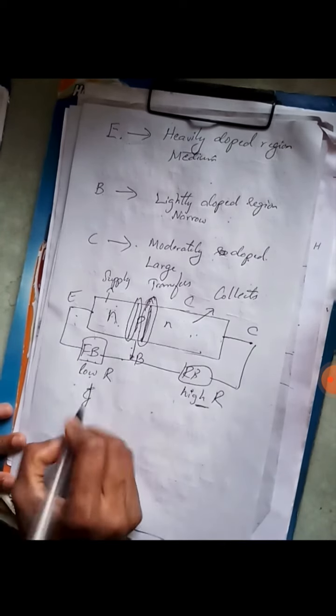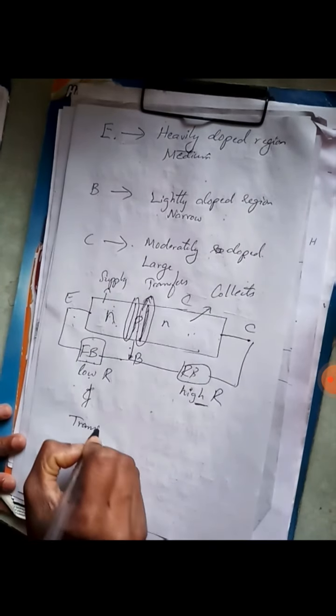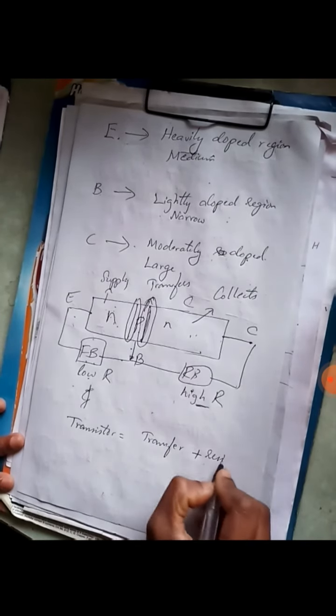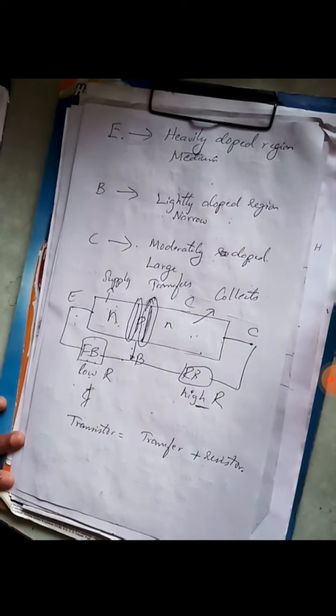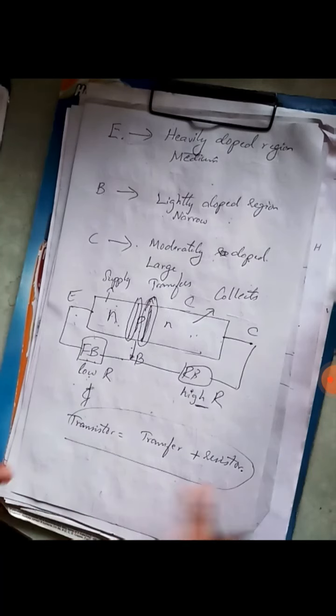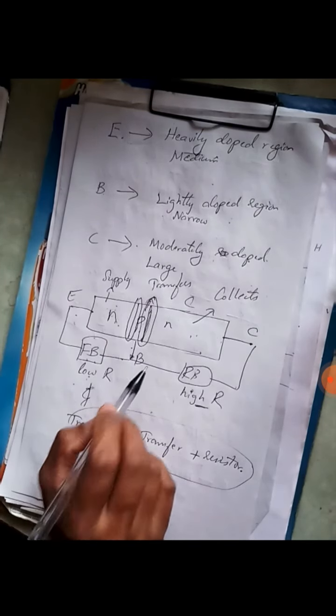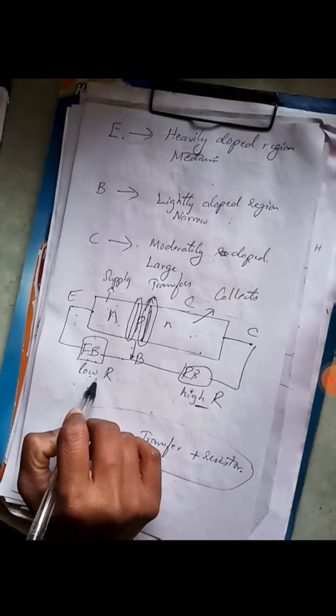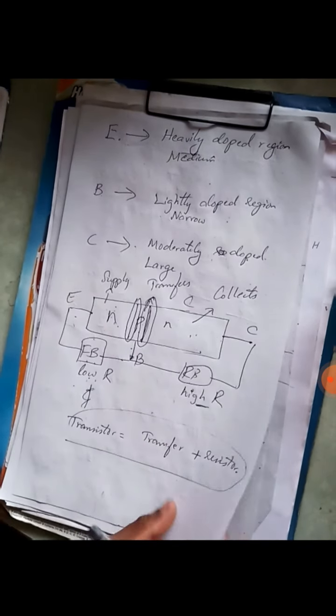So this transistor, to give another meaning, transistor is nothing but transfer plus resistor, we say. So transistor refers to the transfer of charge carriers from a low resistance region to a high resistance region. That is the meaning of this transistor, transfer of resistor. So it is nothing but the transfer of charge carriers from low resistance region to high resistance region.